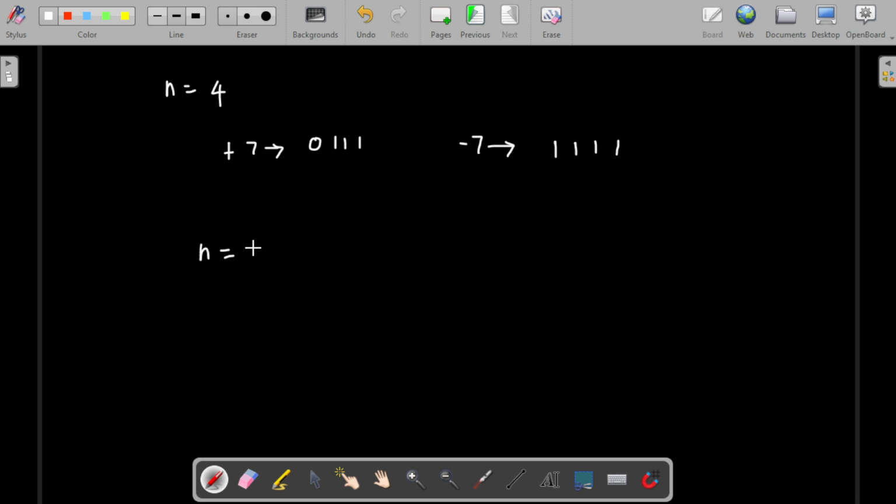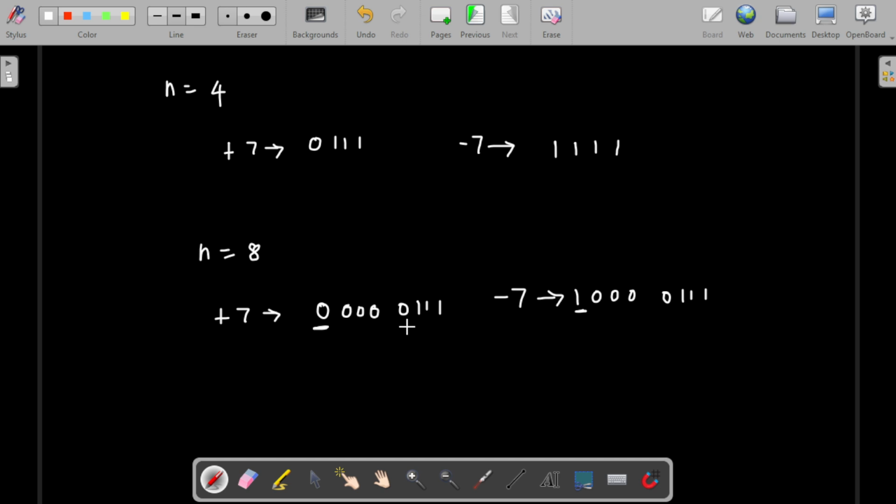If n is equal to 8 bits, positive 7 can be represented the same way as 0, 0, 0, 0, 0, 1, 1, 1, because this one is representing positive. Here minus 7 can be represented in 8 bits as 1, 0, 0, 0, 0, 1, 1, 1. This is the sign bit.